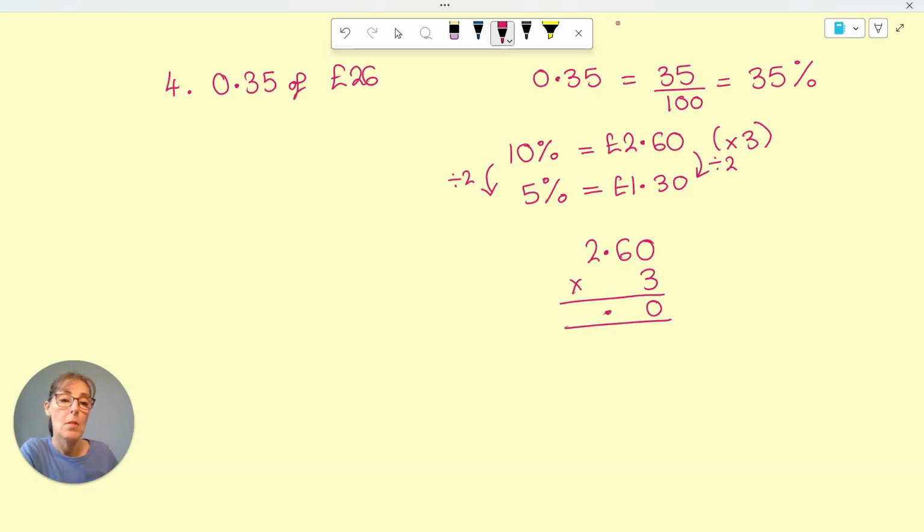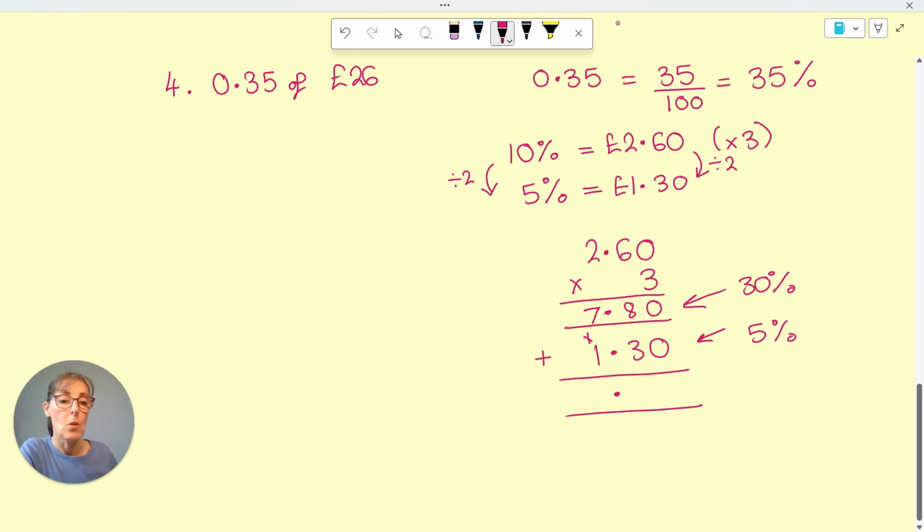3 times 0 is 0. 3 times 6 is 18. 3 times 2 is 6, add 1 is 7. And then to that £7.80, I need to add the £1.30. Because this here is 30%, and then this here is 5%. 0 plus 0 is 0, 8, 9, 10, 11, 7, 8, 9, and the answer is going to be £9 and 10 pence.